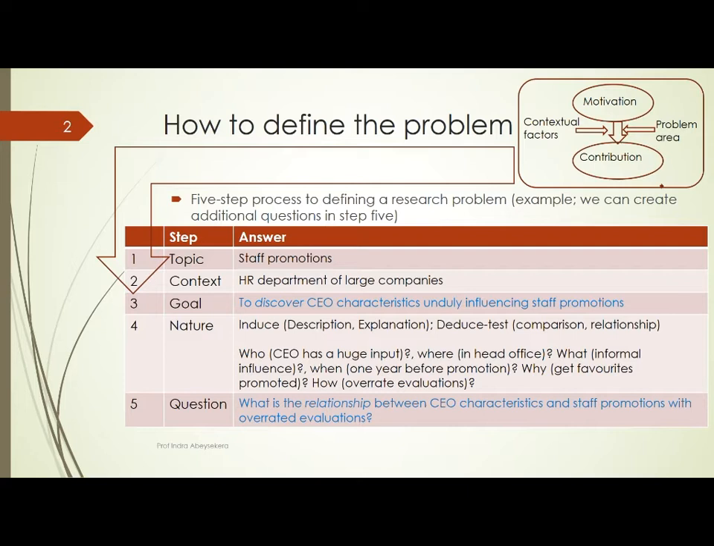Now that we have obtained the topic and the context, we have to now decide what is the goal of this study. For example, with the information that we have received, we want to discover the CEO characteristics unduly influencing staff promotions.